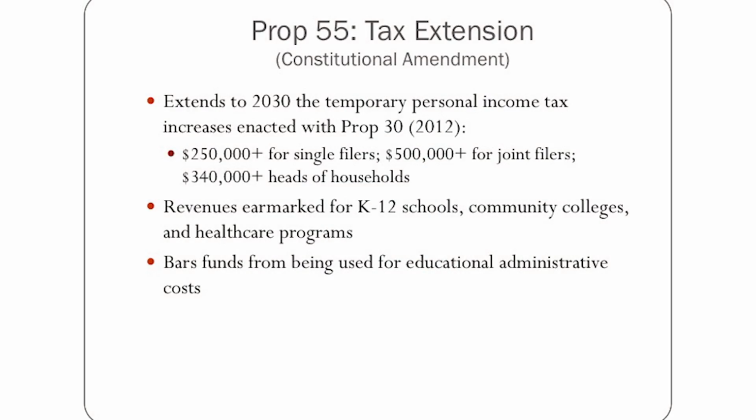So the proposal is to change the Constitution to extend this to 2030. And the revenues, like the original Prop 30, would be earmarked for K through 12 schools, community colleges, and healthcare programs, just as they are today.